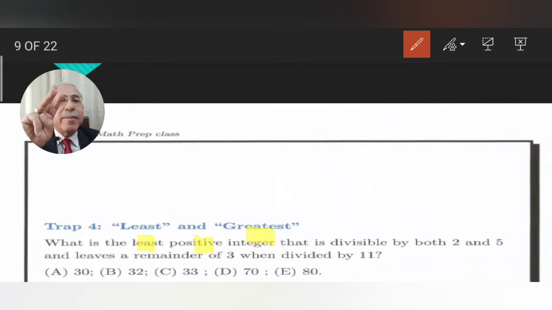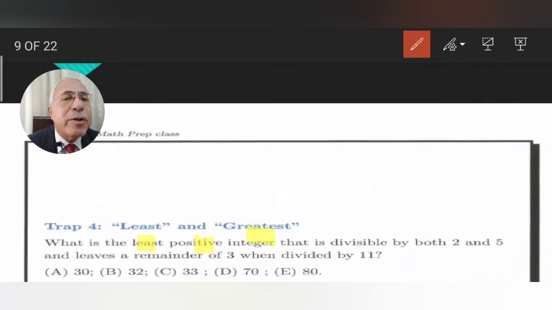3 things. Okay? So I cannot have a fraction, so this is integer. And this is positive, that means I cannot have negative. This is very important. Least, I cannot have the greatest. I have to get the smallest one. So these 3 things must be complied with in my answer.